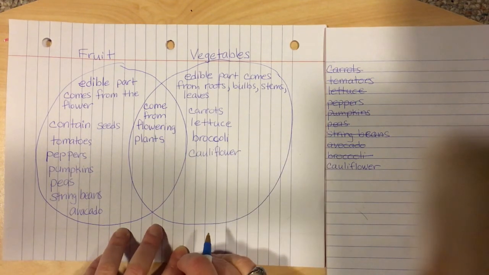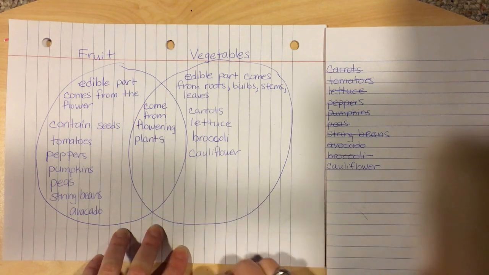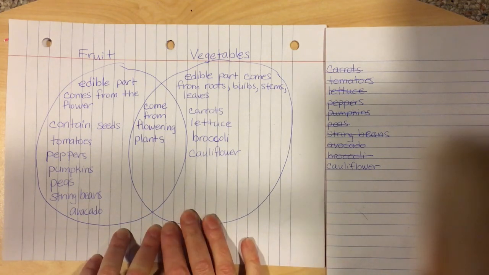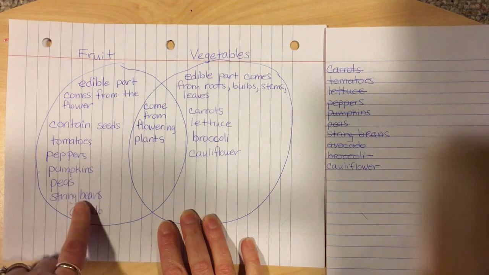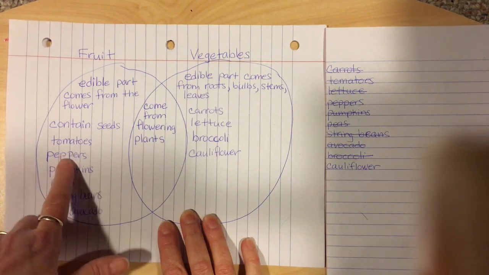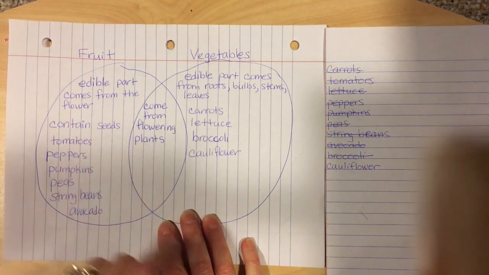Wow, look at that. A lot of these foods that I eat all the time, I really thought they were vegetables, like string beans and peas and peppers and even tomatoes. But now I know that they are actually fruit. Foods don't have to be sweet to be fruits. We learned that in the story, Fruit Bowl.